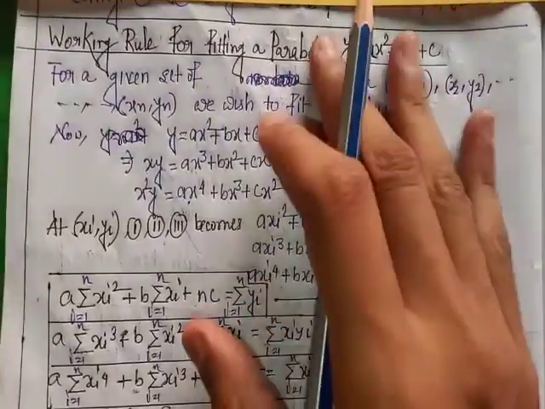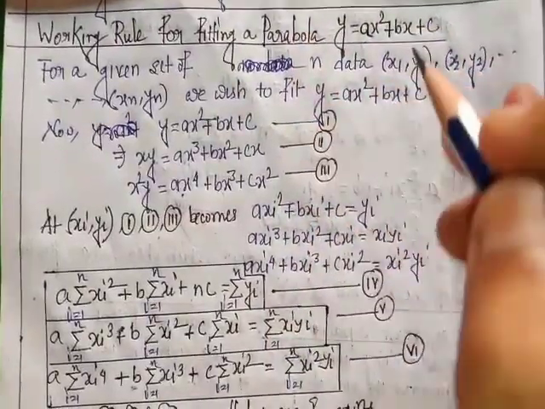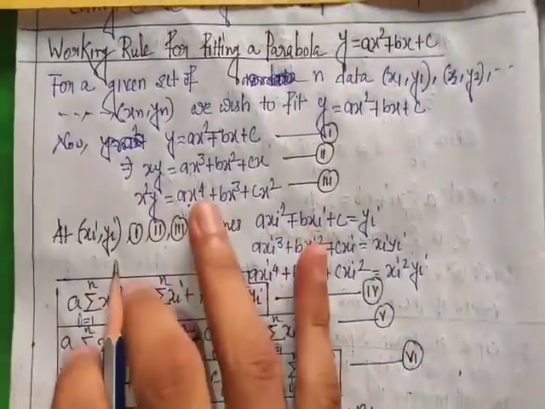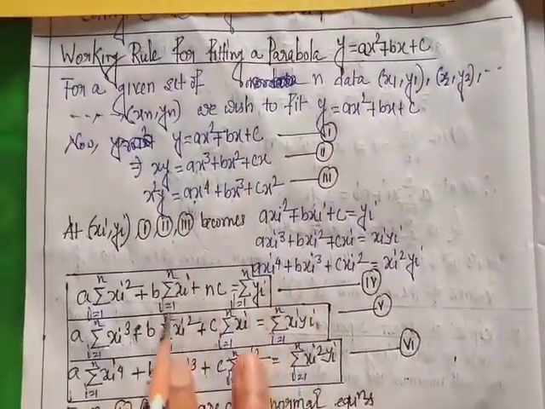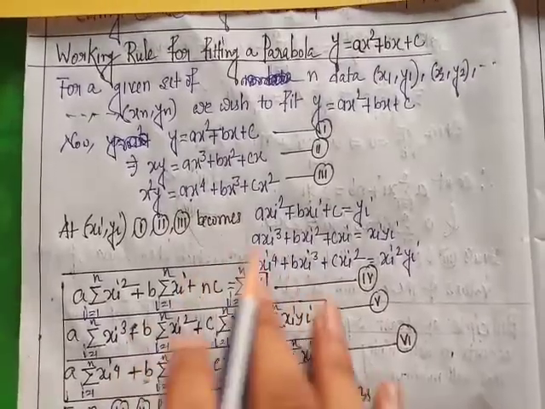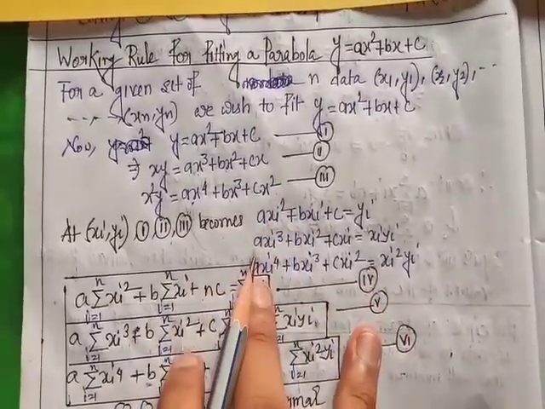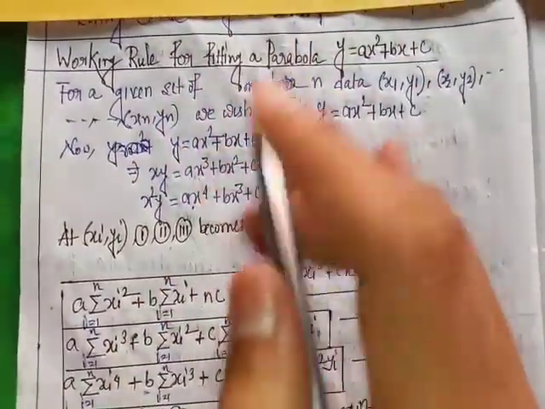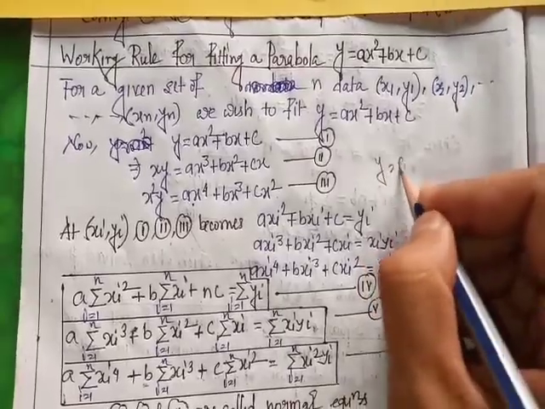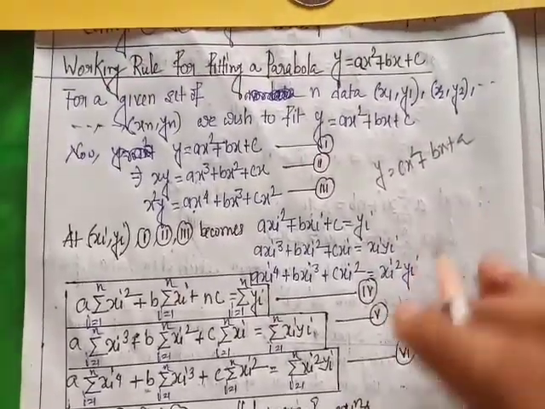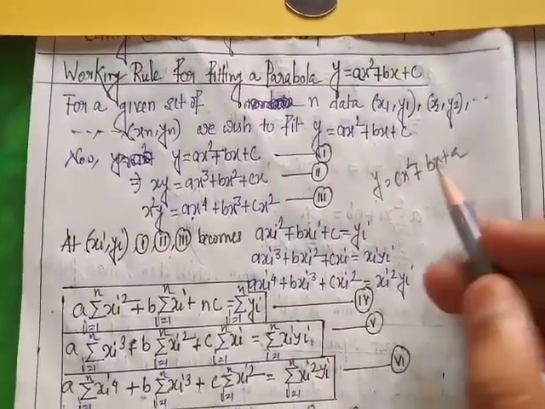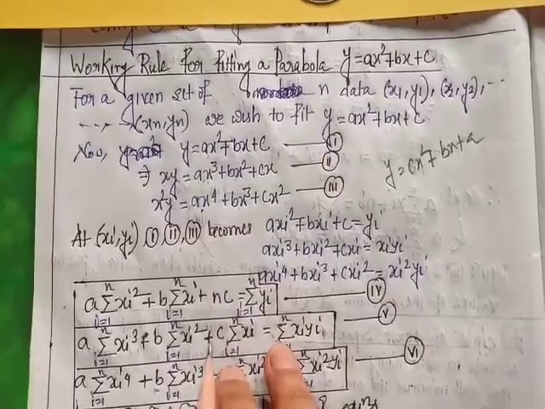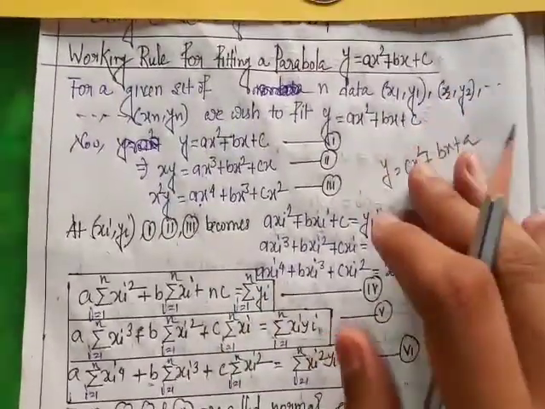Also note that for fitting a parabola of the form y = cx² + bx + a, just interchange a, b, c in these three equations. Solving these three equations, we get the values of a, b, c. Similarly, for the form y = cx² + bx + a, just interchange a, b, c in these equations. Please remember this.